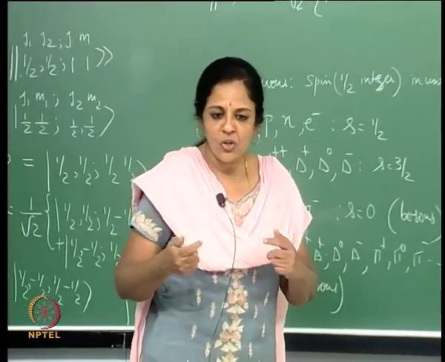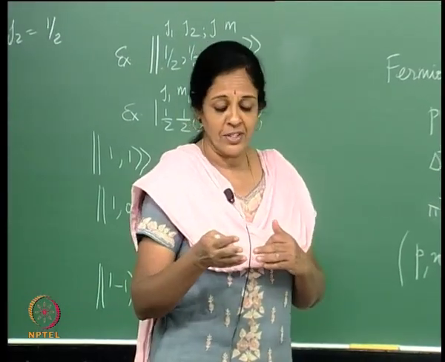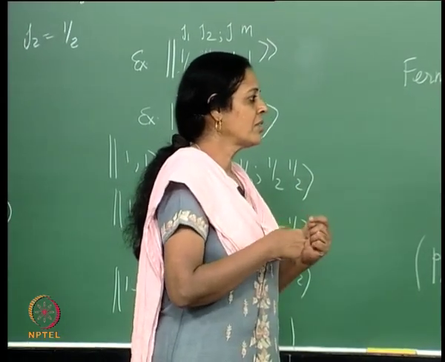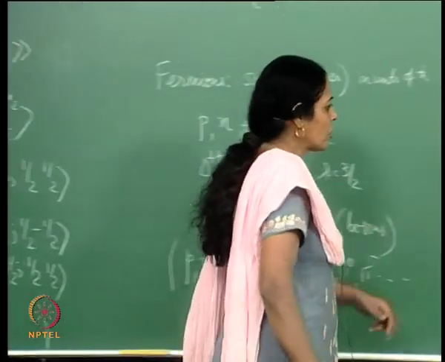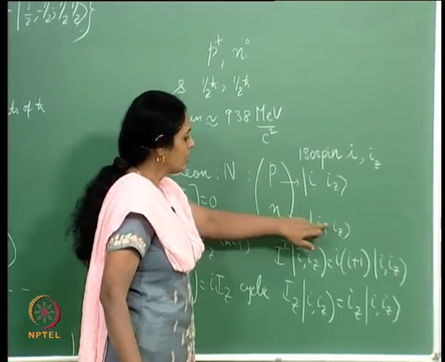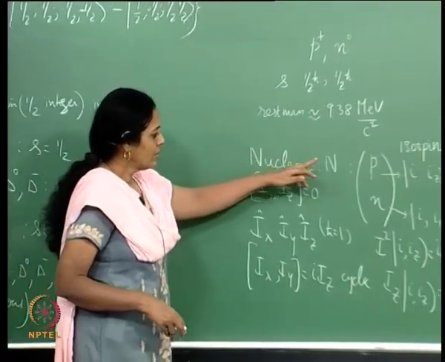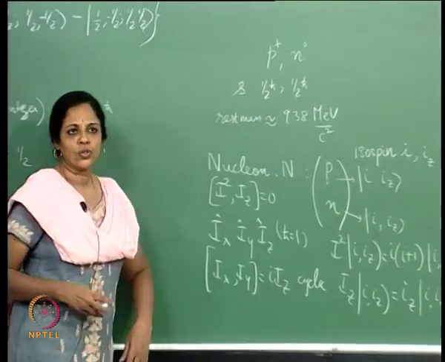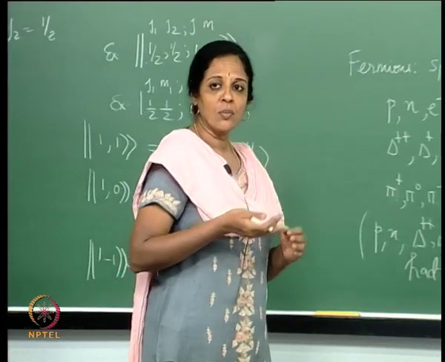You could think of the electron in the up state as a spin half, m equals half state of the electron, and the electron in the down state as an s equals half, m equals minus half state of the electron. Similarly, I talk of an I equals half, Iz equals plus half state, and an I equals half, Iz equals minus half state of the nucleon. The half comma half state is the proton and the half comma minus half state is the neutron. It is not merely the protons and the neutrons that form isomultiplets.